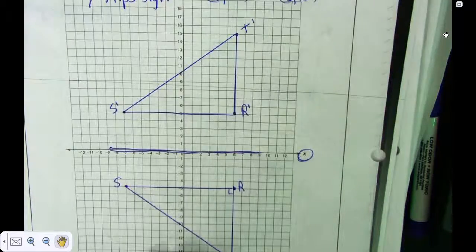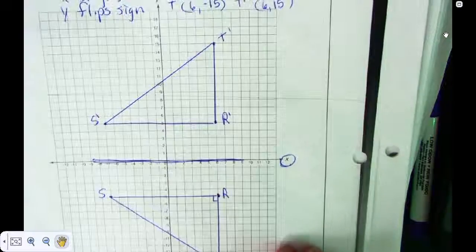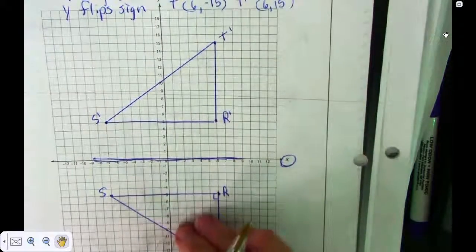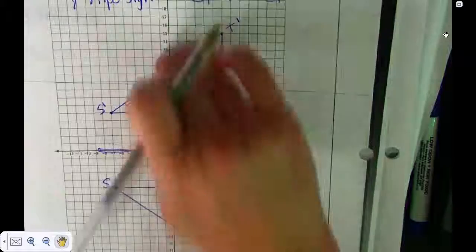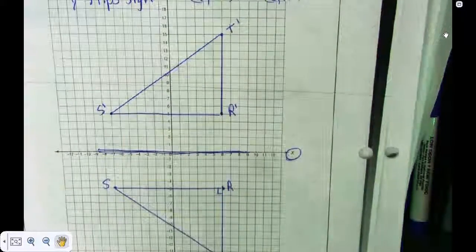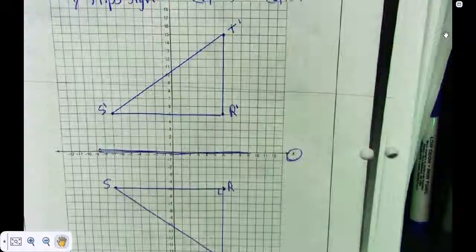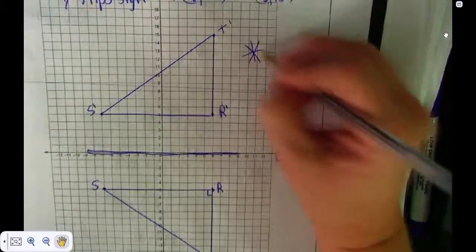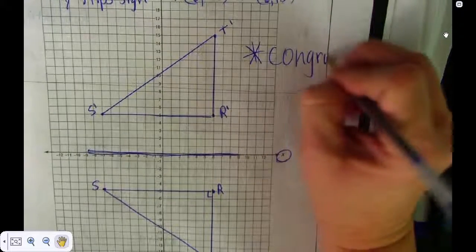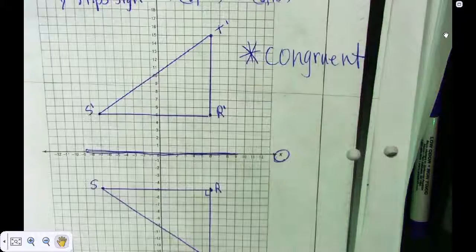Turn on the back. Look at the back. Did this triangle stay the same when we flipped it? No, I mean, did it stay congruent? It stayed congruent.